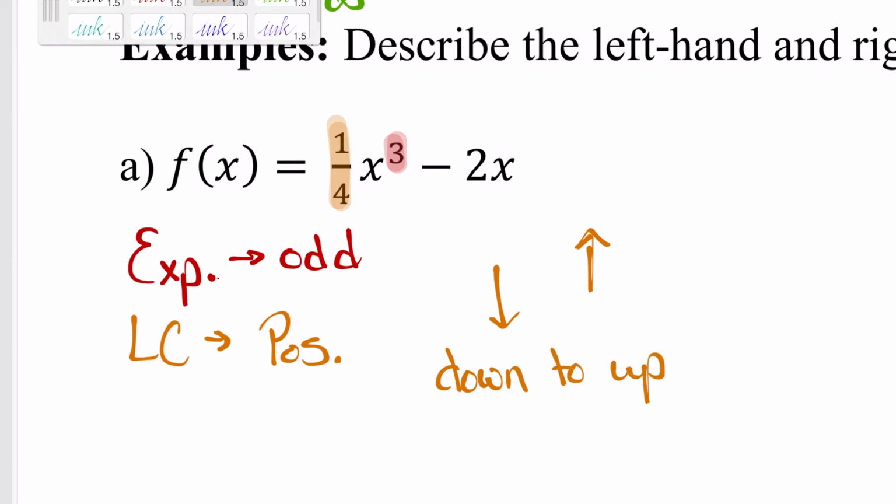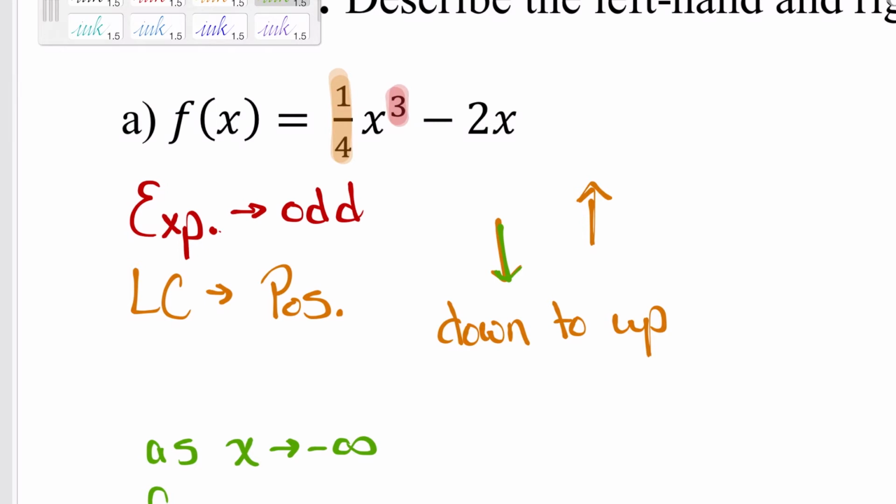So if my left-hand behavior is going down, that means that as I'm going to the left, so as my x is going to negative infinity, the arrow is going down. And so that means I'm going down on my y-axis to negative infinity. And typically we have this in the opposite order.